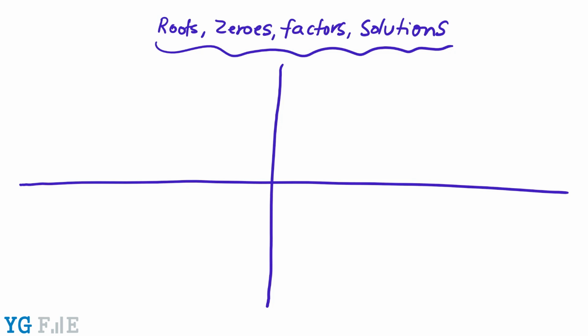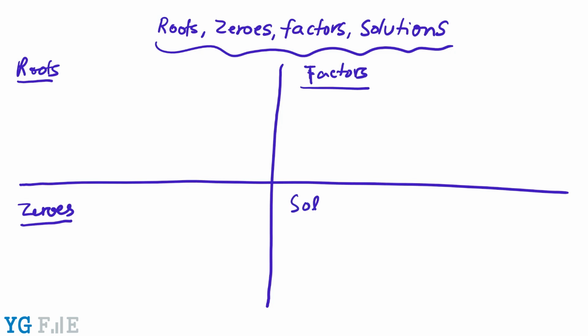So for example, let us write these four quadrants. Let's call this one roots. Here we are going to explain roots. Here we are going to call it zeros. Let us call this factors, and let us call this quadrant solutions. So they all have the same meaning.